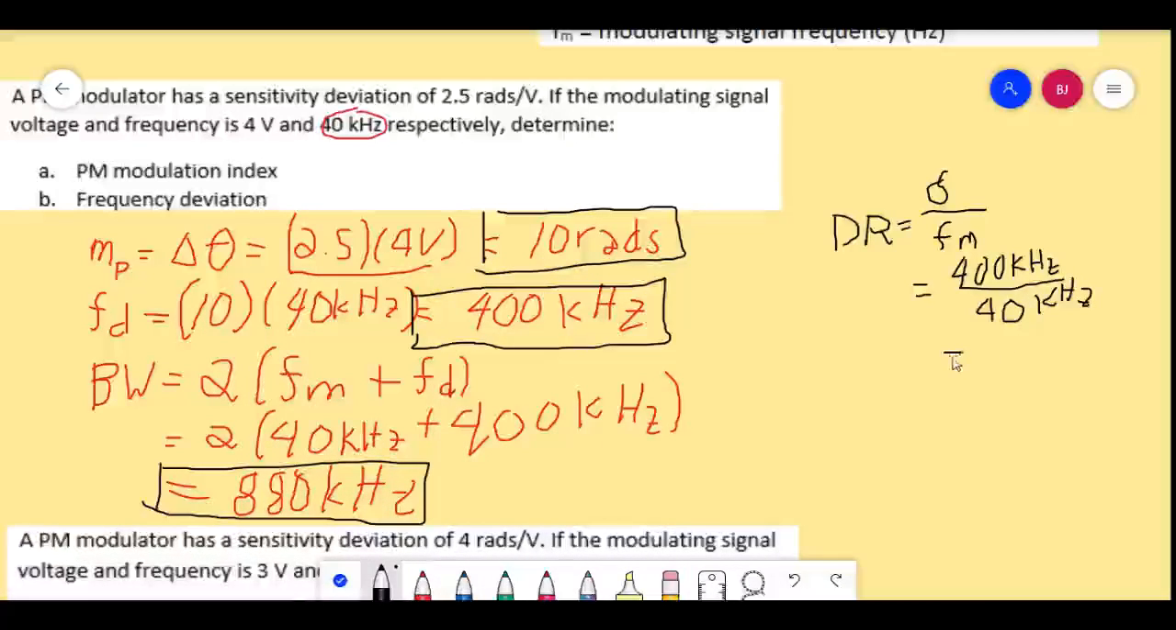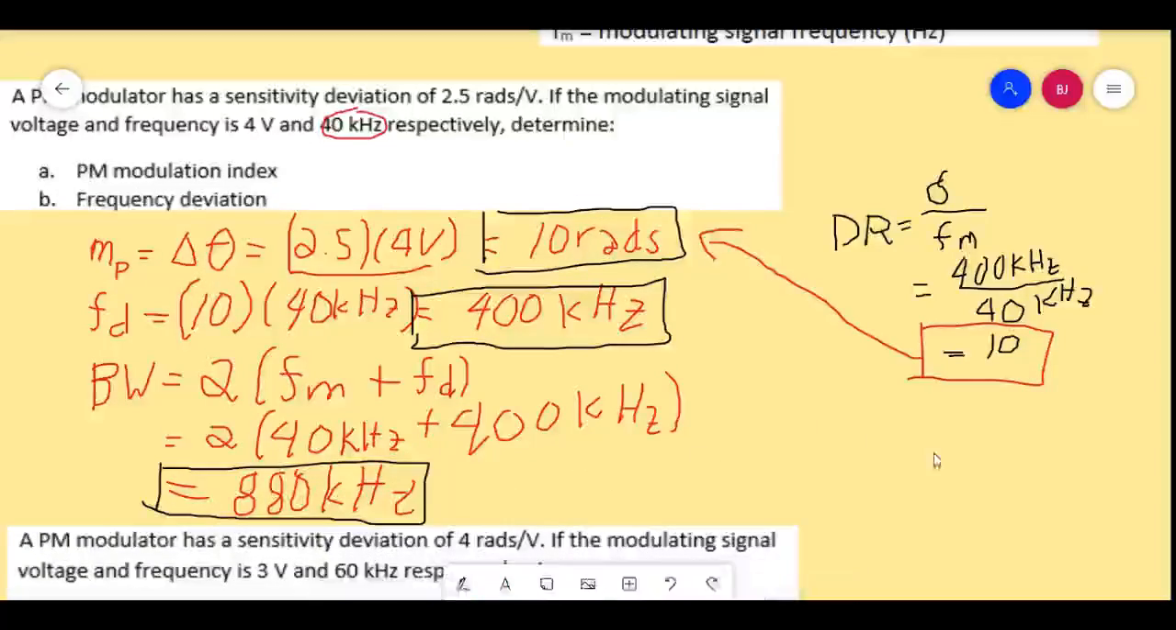And that would be equal to 10, which is actually also equal to our modulation index for PM. The only difference is that deviation ratio does not have a unit, but the modulation index of PM has a unit of radians.